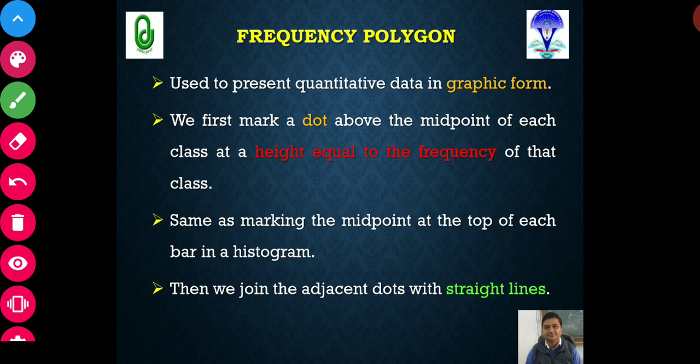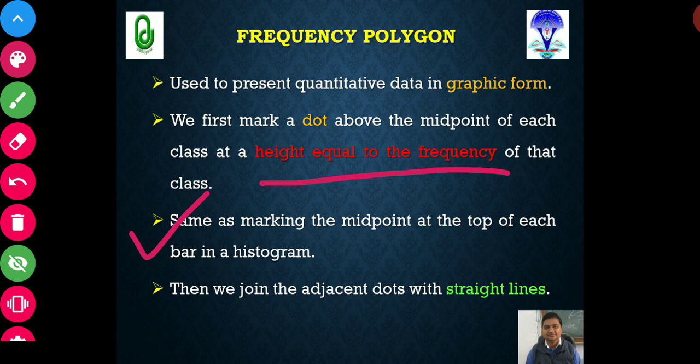Now, it is used to represent quantitative data in graphic form. So this is again for quantitative data. Earlier, the bar diagram was used exclusively for representing qualitative data, but the histogram, frequency polygon, etc. are used exclusively for representing quantitative data. We first mark the dot above the midpoint of each class at a height equal to the frequency of that class, same as marking the midpoint at the top of each bar in a histogram. This will be the same as the histogram, but there will not be any bar.